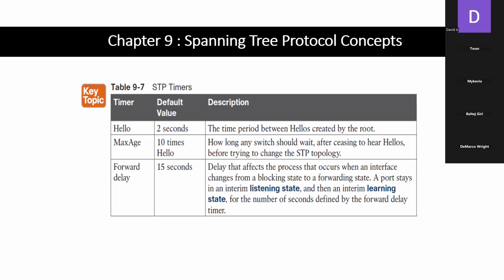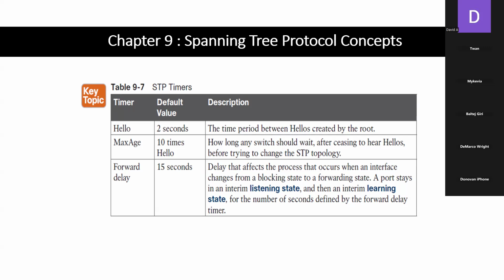Let's talk about these timers. We spoke about the hello timer. Let's talk about the max age. The max age timer is 10 times the hello timer. 2 times 10, 20. You got that. The max age is how long any switch should wait after ceasing to hear hellos before trying to change the spanning tree topology.